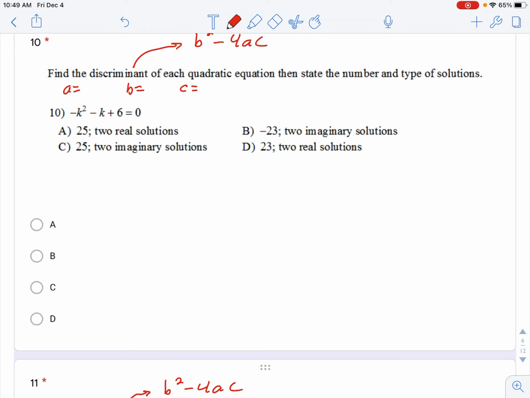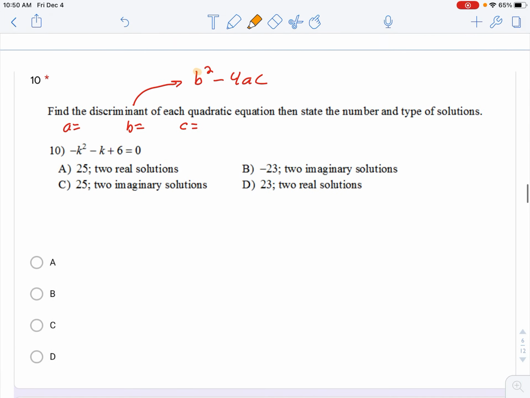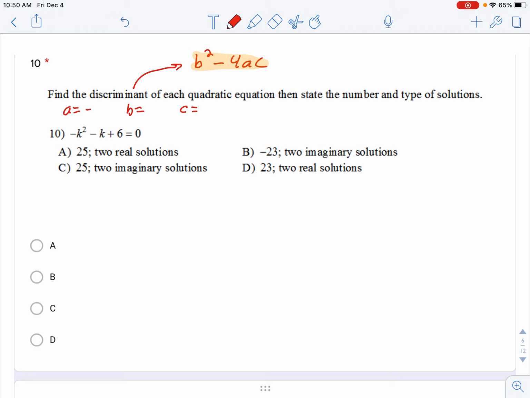Number 10, find the discriminant of each quadratic equation, then state the number and type of solution. So the discriminant has a formula. It's b squared minus 4ac. In this problem, a is -1. That's the number in front of k squared. That negative sign, you treat like a -1. b is also a -1. There's a -1 there. And c is 6.